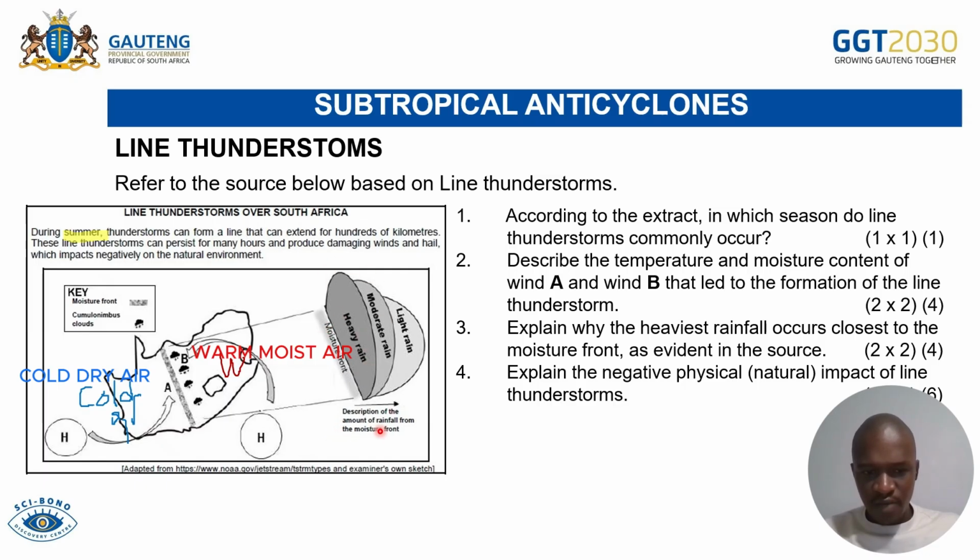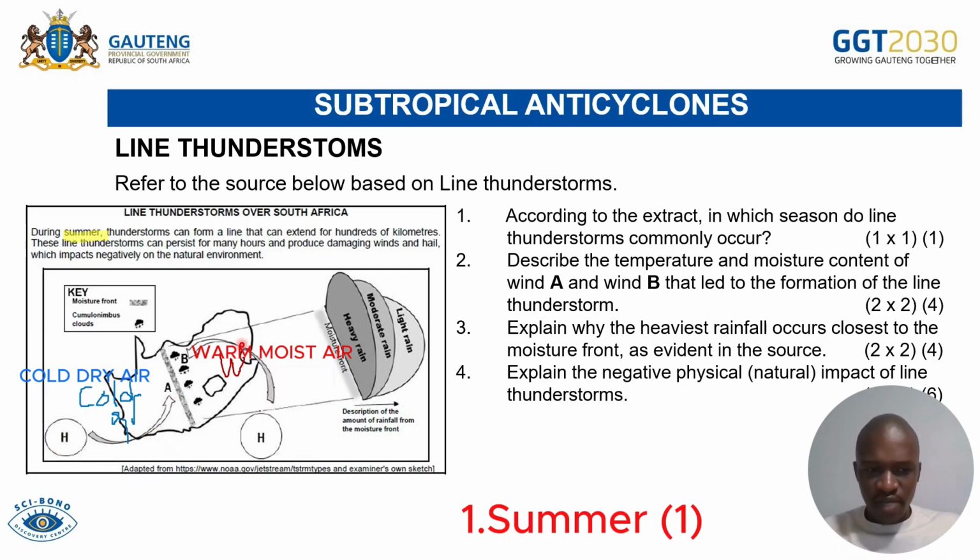Description of the amount of rainfall from the moisture front. Okay, let's go to the questions. According to the extract, in which season do line thunderstorms occur? Don't play games. It's here during summer, right? During what? Summer.